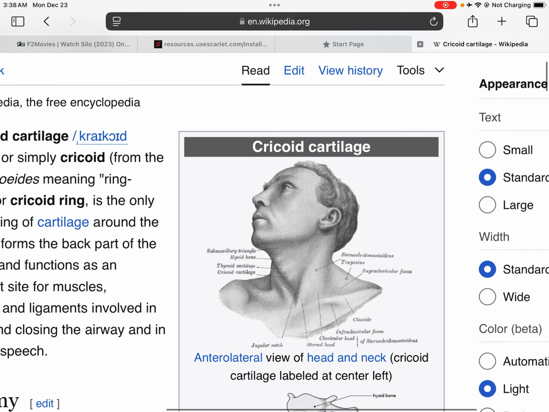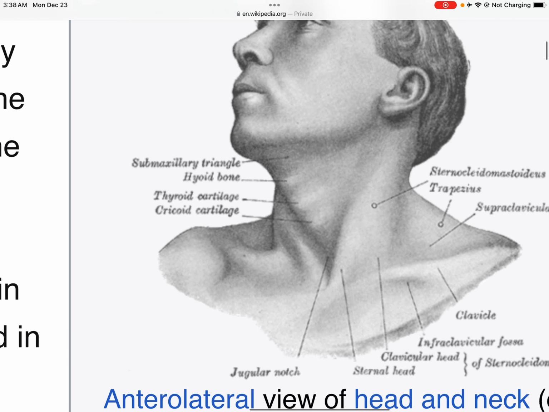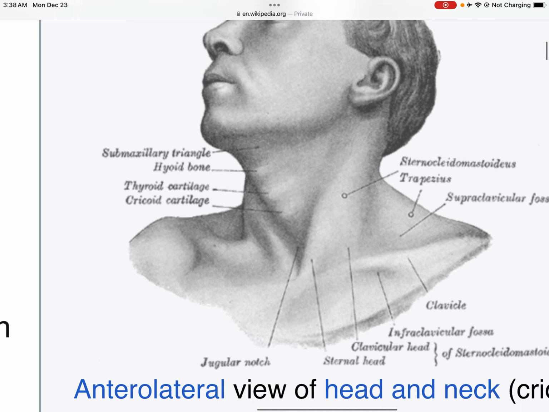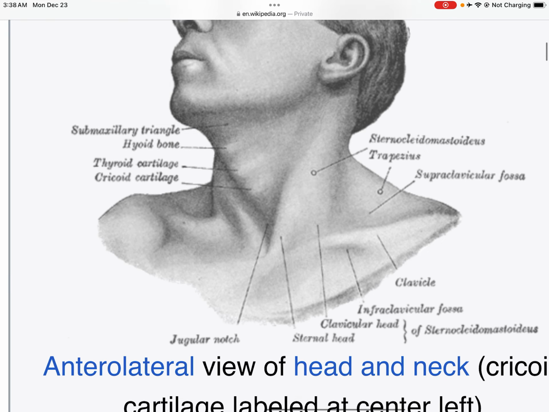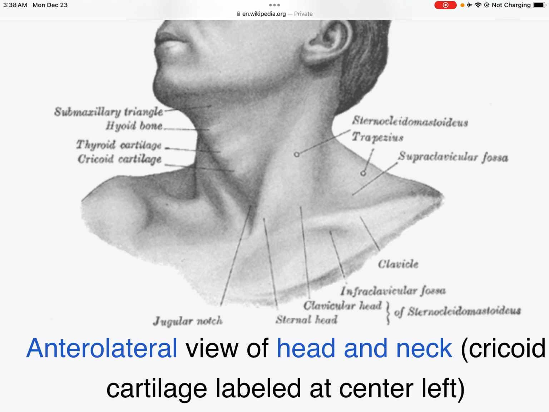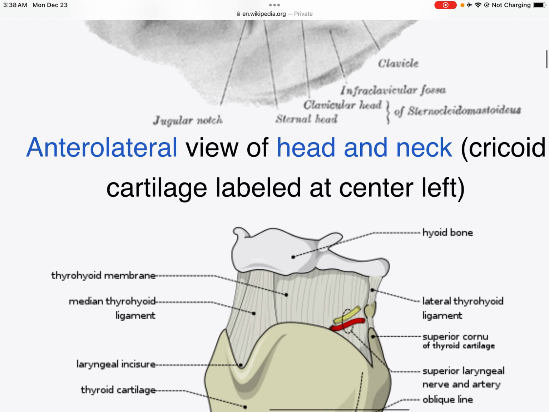See the face. Below that is the neck. This is the submandibular triangle. There is the hyoid bone. There is the thyroid cartilage. There is the cricoid cartilage. Sternocleidomastoid, trapezius, supraclavicular fossa, clavicle, infraclavicular fossa, clavicular head, sternal head of sternocleidomastoid, and jugular notch.